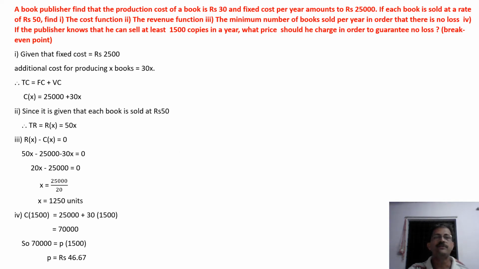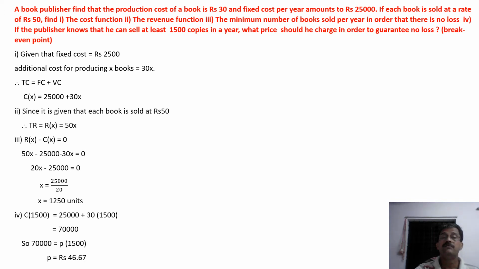A book publisher finds that the production cost of a book is rupees 30 and fixed cost per year amounts to rupees 25,000. If each book is sold at a rate of rupees 50, find the cost function, revenue function, the minimum number of books sold per year in order that there is no loss. Fourth, if the publisher knows that he can sell at least 1500 copies in a year, what price should he charge in order to guarantee no loss, break even point?